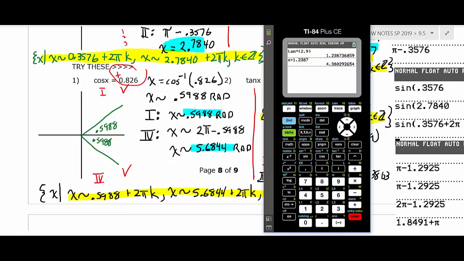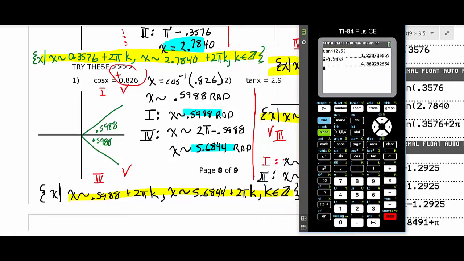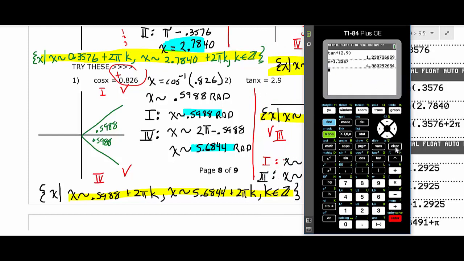If you want to do a very quick check on the calculator on this problem, essentially what you would do is this. All you've got to do is take the cosine of the first answer, 0.5988, and that gives you about 0.826. Then you can do the cosine of the second answer, 5.6844, and that'll give about 0.826. That's really all you've got to do to verify that you're right on this problem. All right, so that's it.